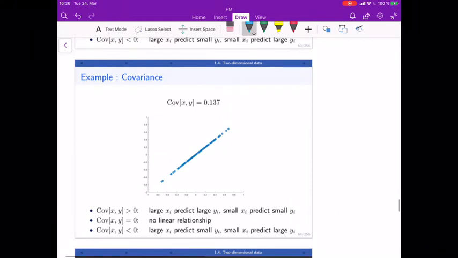In an example here, this data set has a covariance of 0.137, and maybe you wonder why 0.137. We're going to see in a minute that the number itself is meaningless. It only matters whether it is smaller, bigger or equal to 0.